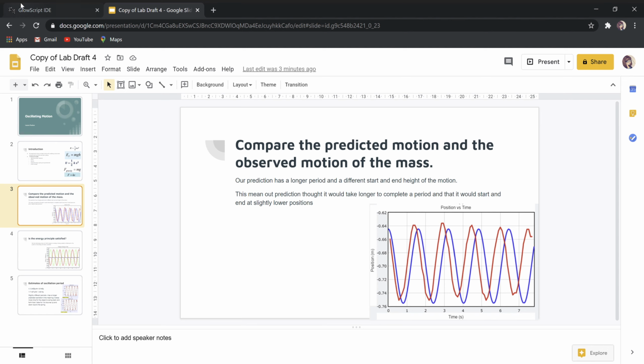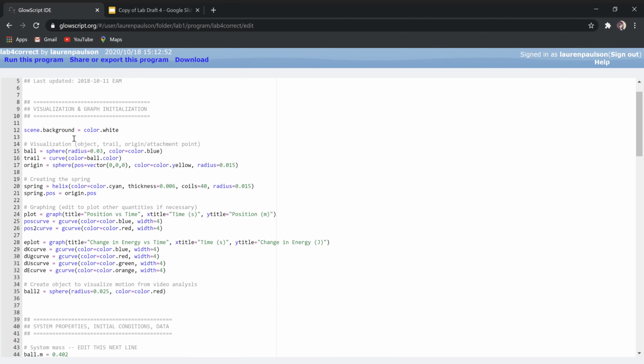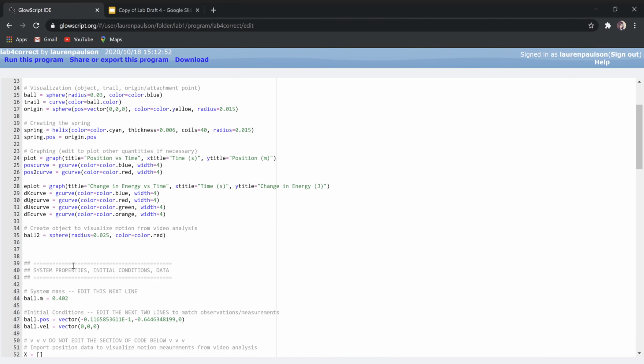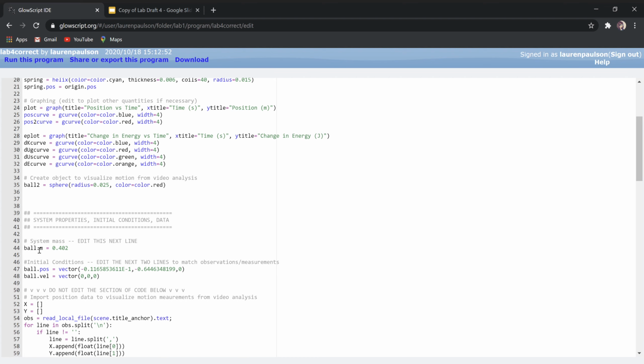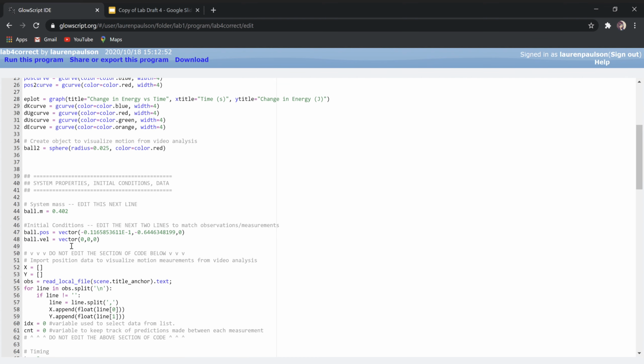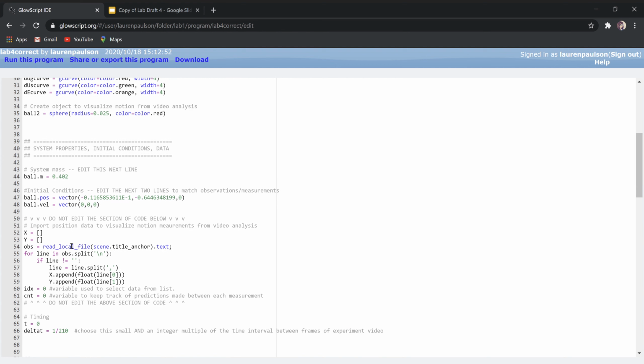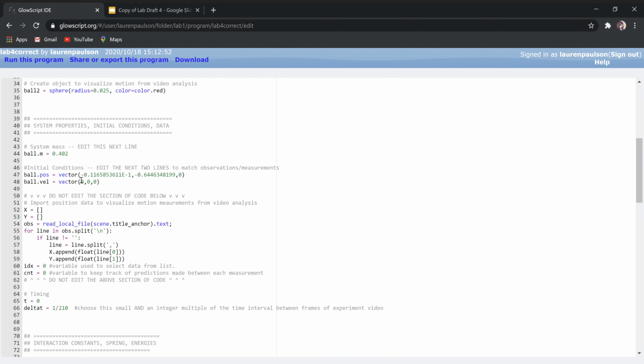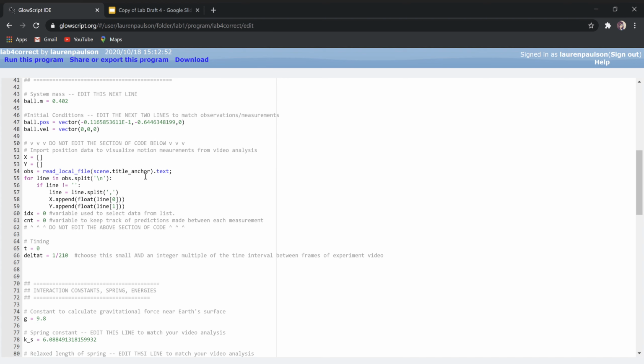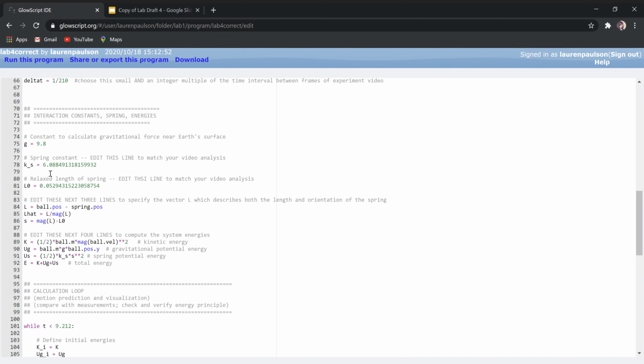So I'm going to go through GlowScript now and show the things I changed. The first thing I changed is the ball's mass, to make it the mass of what the weight on the spring actually was. Then I changed the initial position from what I got as my initial position on Tracker. The next thing I did was my spring constant, which I calculated, and the length, which I calculated.